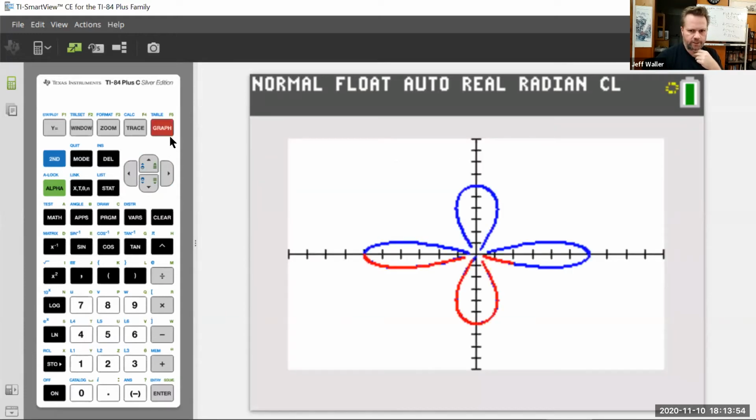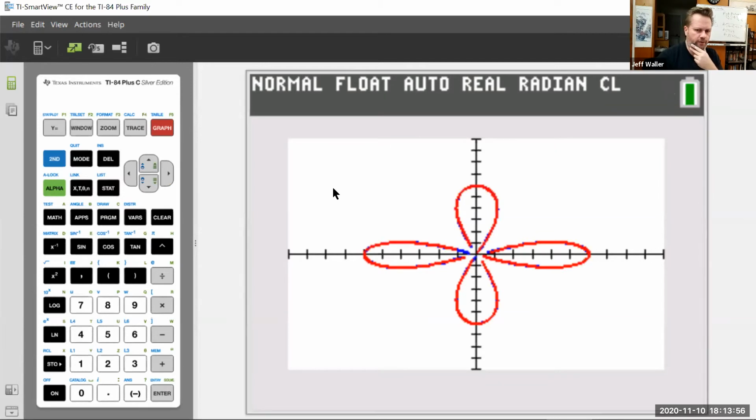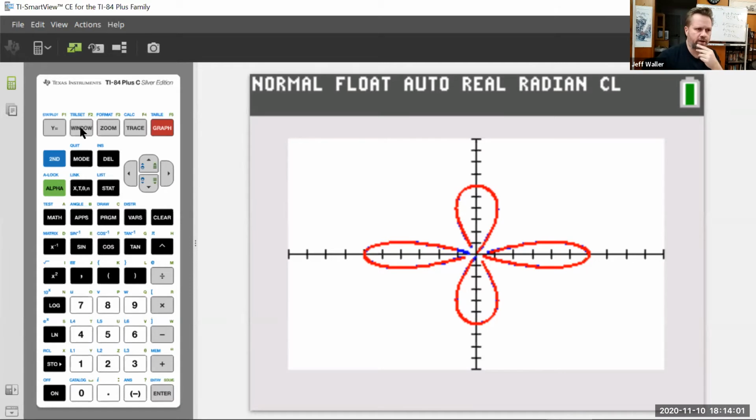I probably need to change my, yeah, it's going to override it. There's the 4 leaves. All right, so if I put 5 in there, there would be 10 leaves and so forth. 10 loops. Okay. You guys okay out there?